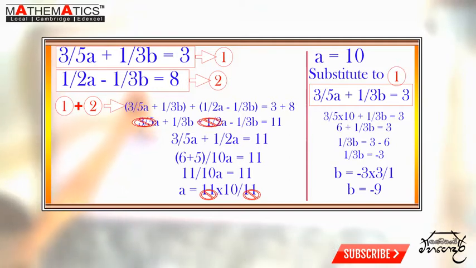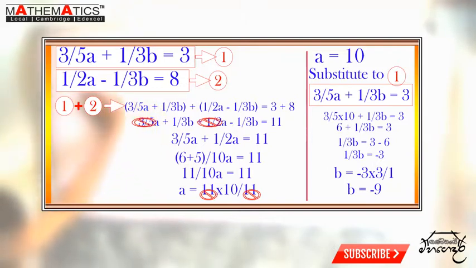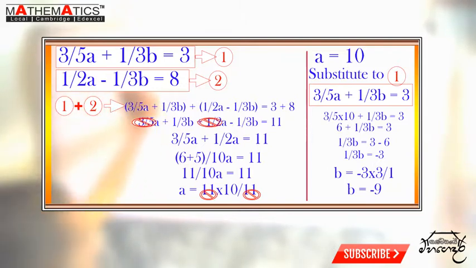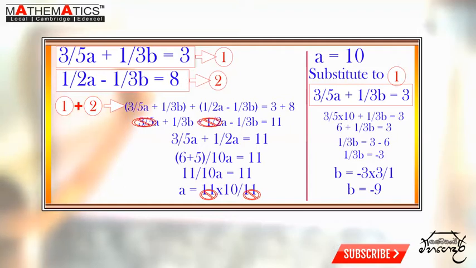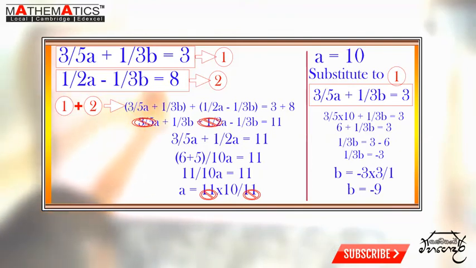According to my selection, I will substitute it into the first formula. Now you can write the first formula as 3 over 5a plus 1 over 3b is equal to 3. Now 3 over 5 multiplied with 10. What is the reason for this 10? a is equal to 10, as you already know. 3 over 5 multiplied with 10 plus 1 over 3b is equal to 3.